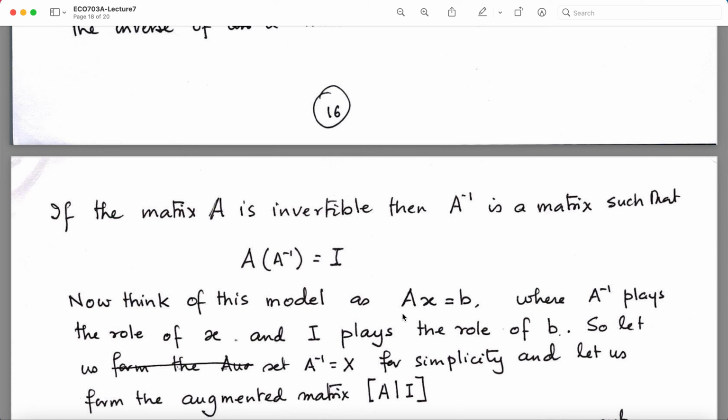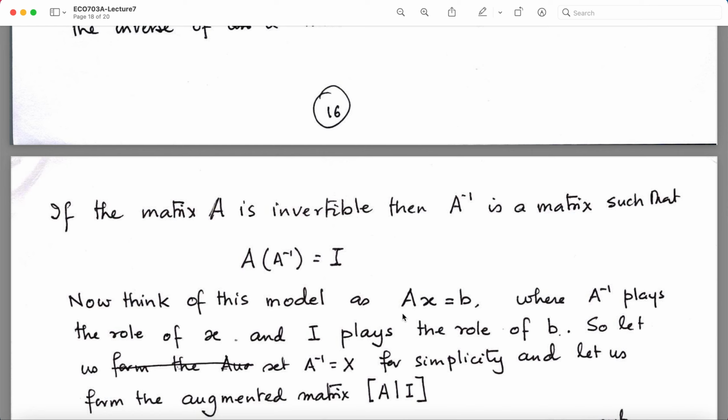So if a matrix A is invertible, then A inverse is a matrix such that A A inverse is equal to I. So if I write A inverse equal to some matrix, say capital X, then I have an equation AX equal to I, where A is playing the role of A, this matrix X is playing the role of that vector x, and this I is playing the role of B. So from my intuition, let me do an augmented matrix. Instead of [A|B], I do [A|I].